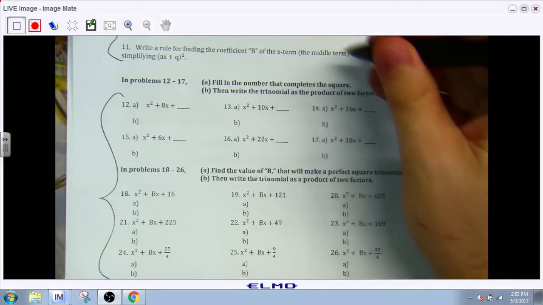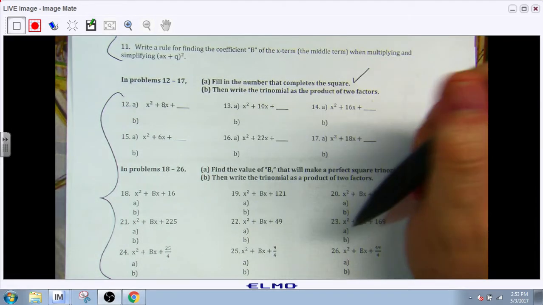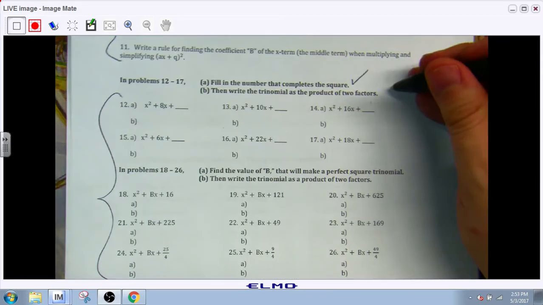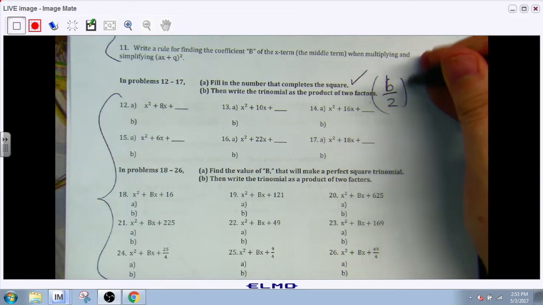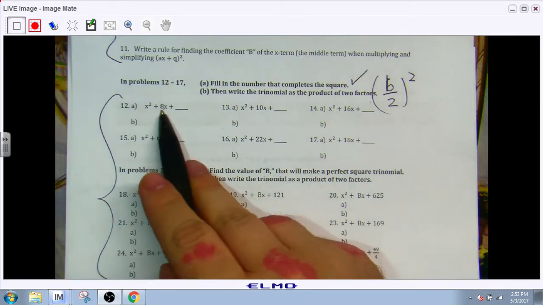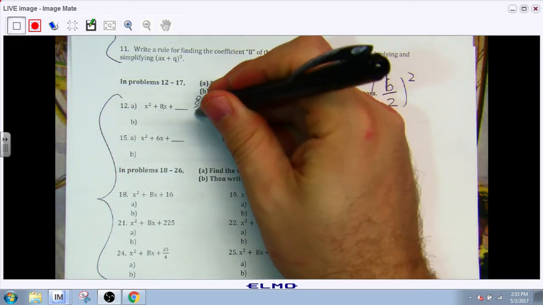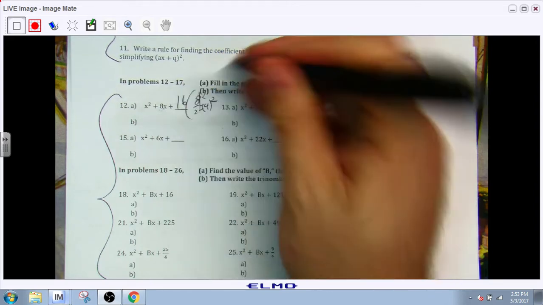So it wants us to fill in the number that completes the square. So what number completes the square? And as we learned in class today, what we do is we take our b value, we divide it by 2, and square it. So b is 8, divided by 2 is 4. Then we square that, which becomes 16.